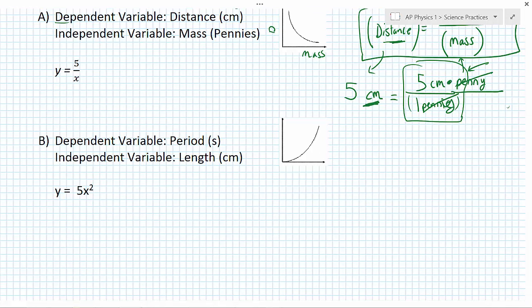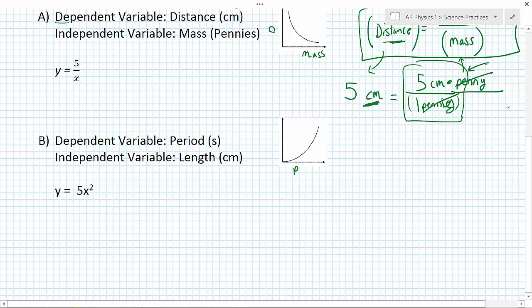Let's say I do an example where I'm measuring the length of a string and seeing how changing the length of a string affects the period of the pendulum. So my independent variable again is on the y, dependent variable on the x. So the dependent variable, here's my period. Here is my length, and my units are on there.